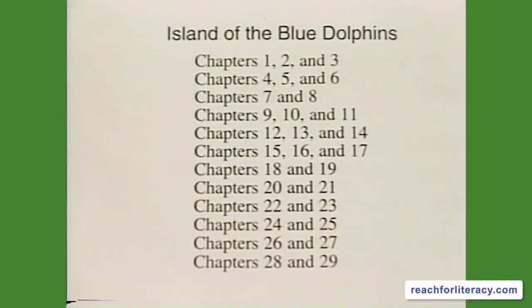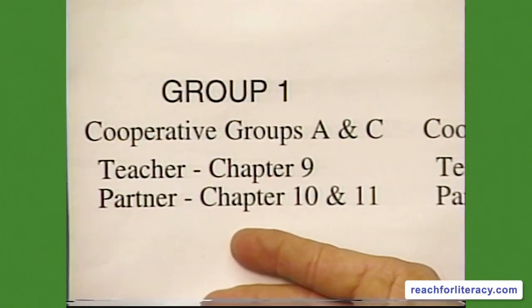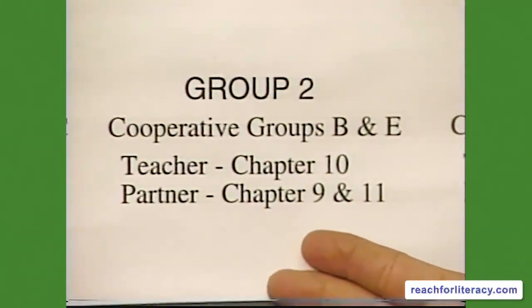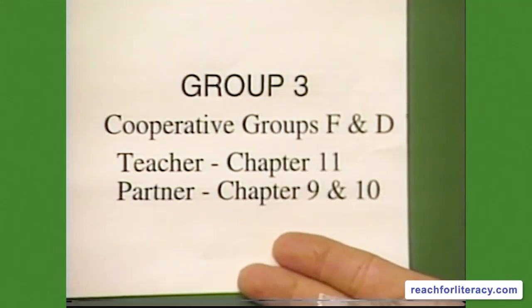Chapters are clustered according to the rise and fall of the storyline. 3 groups of students read different sections of the book with the teacher. While the teacher is meeting with the first group, the second and third groups read either individually, cooperatively, or with a partner. Group 1 reads chapter 9 with the teacher, while groups 2 and 3 read the chapter with a partner. The teacher then discusses chapter 9 with group 2 and continues the chapter cluster study by reading chapter 10. Group 3 discusses chapters 9 and 10 and reads chapter 11 with the teacher.